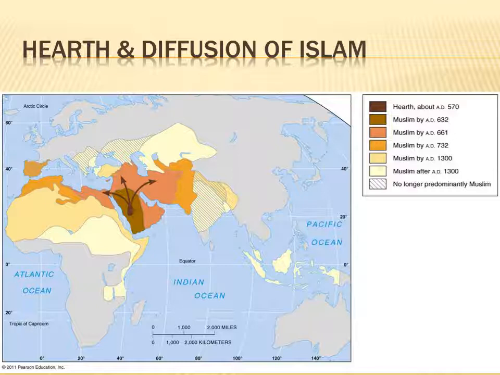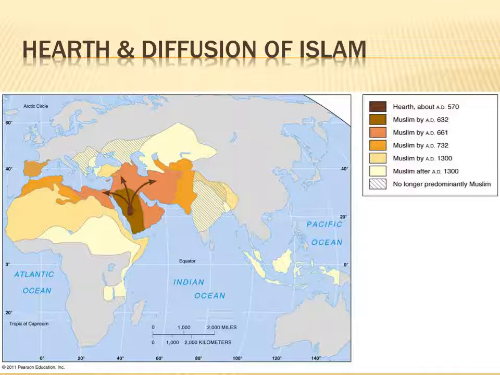So taking a look at the birth and diffusion of Islam, we can see that it began in what is now modern-day Saudi Arabia. And modern-day Saudi Arabia still remains a really important part of the religion because part of the 5 pillars is, once during a Muslim's life, going to Mecca as part of the Hajj, right? And that is in Saudi Arabia.